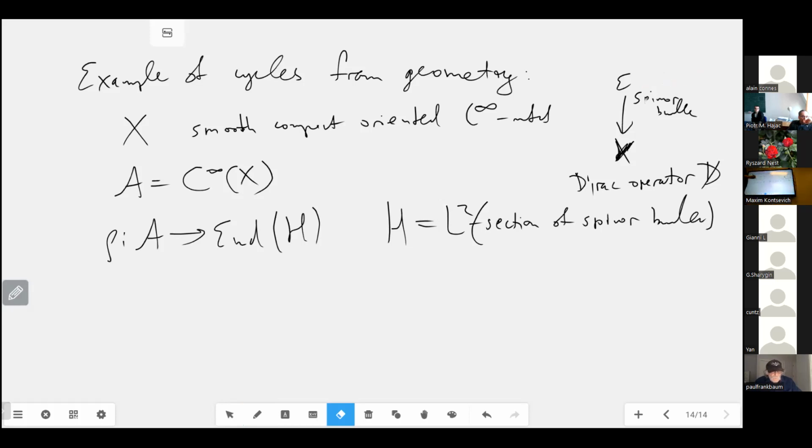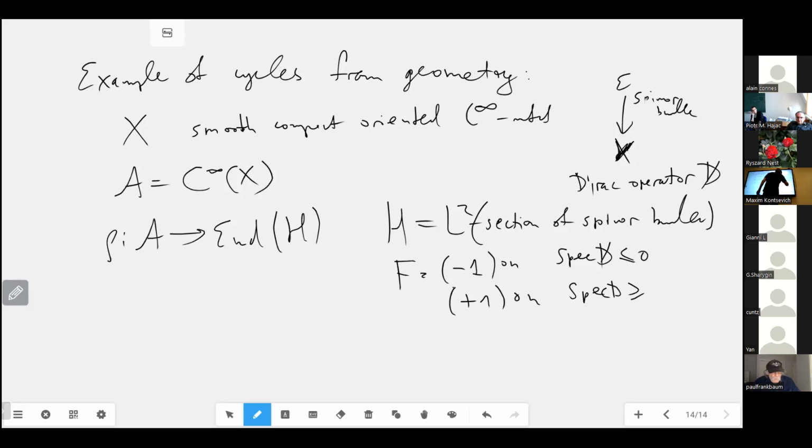L2 sections of the spinor bundle. And what is F? F will be minus one on the part where the spectrum of the Dirac operator is negative, and plus one on the part that is positive. You can make a little mistake with some finite dimensional space. It doesn't really matter. So this is a pseudo differential operator of order zero.